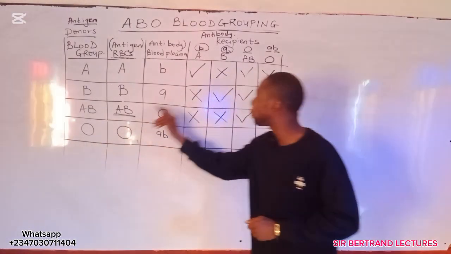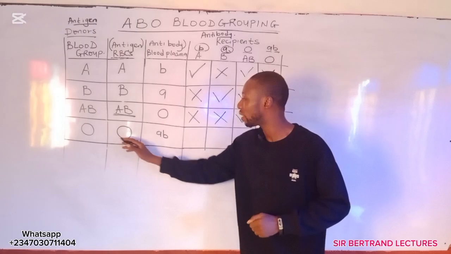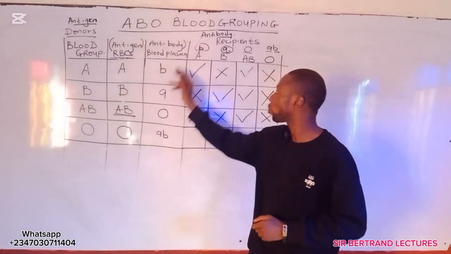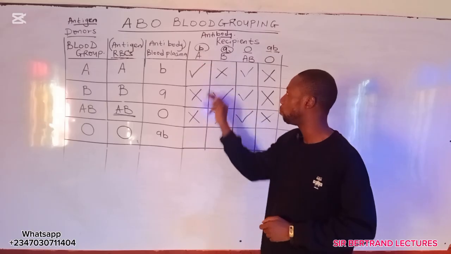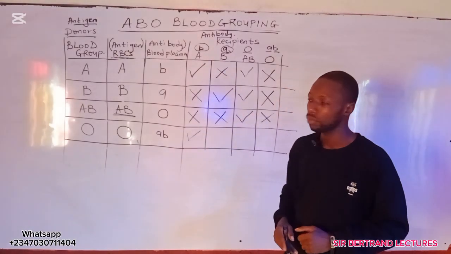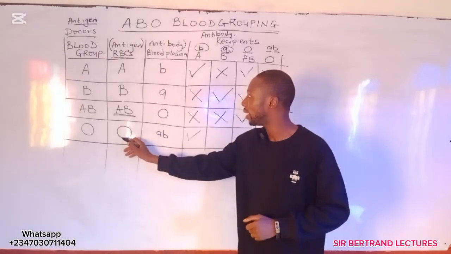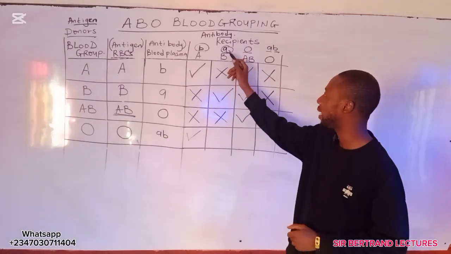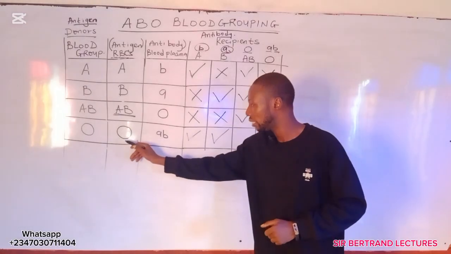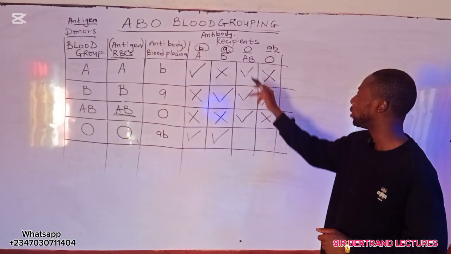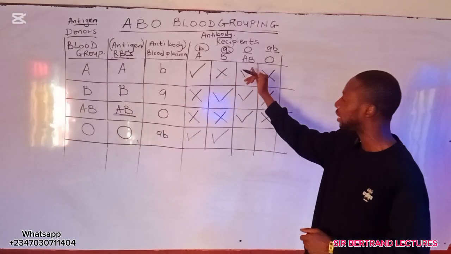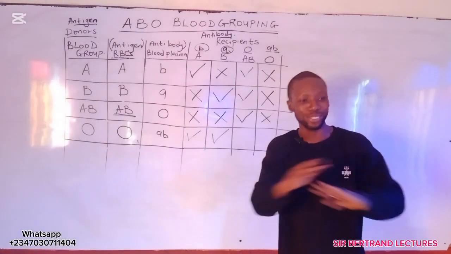Can blood group O donate blood to A? Yes, because there is no antigen. Okay? There is no antigen to react with the antibody B in blood group A recipient. That's why the blood can go. The same thing here. There is no antigen that will react with the antibody here. That's why the blood can go. Still, there is no antigen again to react with the no antibody. Here, no antigen, no antibody, no clumping, no agglutination.